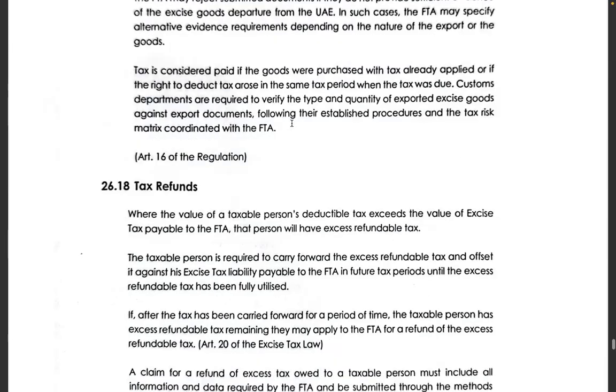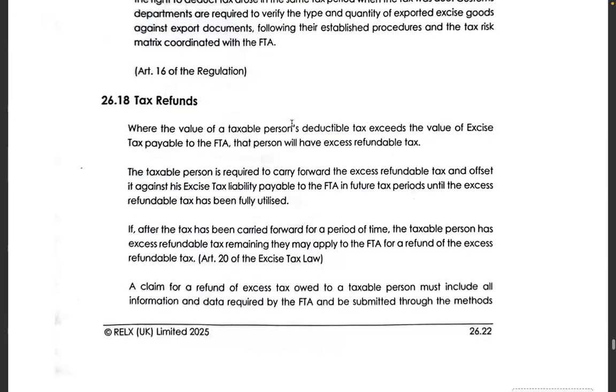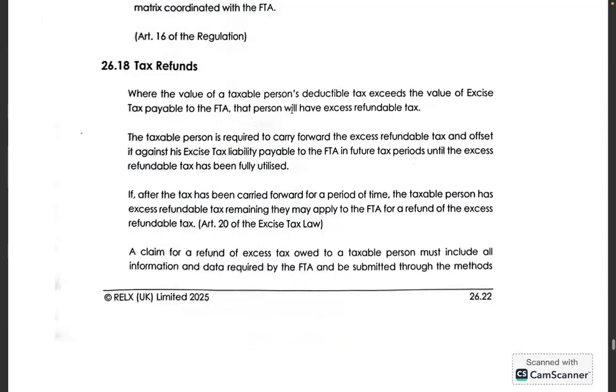So there can be tax refunds also, where the value of deductible tax of an excise taxable person exceeds the value of excise tax payable to the FTA. That person has excess refundable tax. So the amount of tax that was payable to the FTA was less, and the deductible tax was higher, which gives rise to a refundable tax.